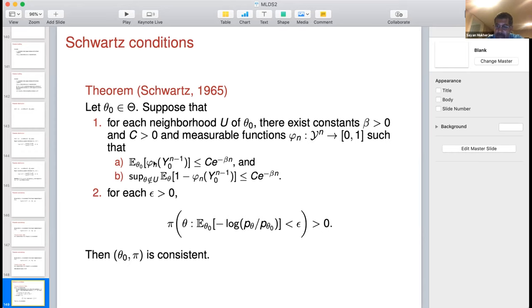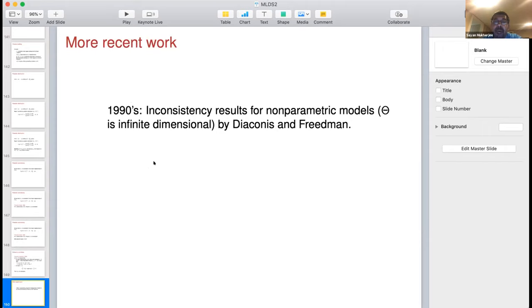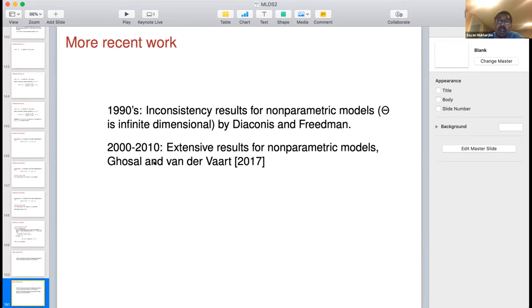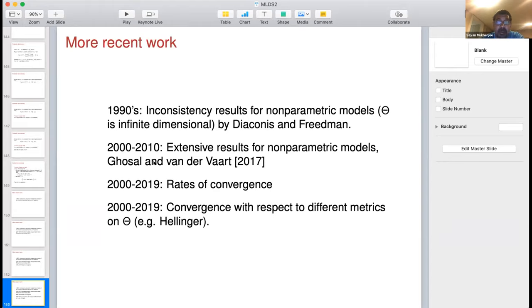Now, there's a wonderful paper by Diaconis and Freedman in the 1990s where they started looking at the infinite dimensional case, where we were doing posterior consistency but your models are infinite dimensional. Examples are things like various types of Polya urns or Dirichlet processes. Basically they showed inconsistency results. Now there have been extensive results in the past 20 years, a lot of it by Aad van der Vaart and Subhashis Ghosal. They have a wonderful book, and people have studied rates of convergence and different metrics; there's been a lot done.